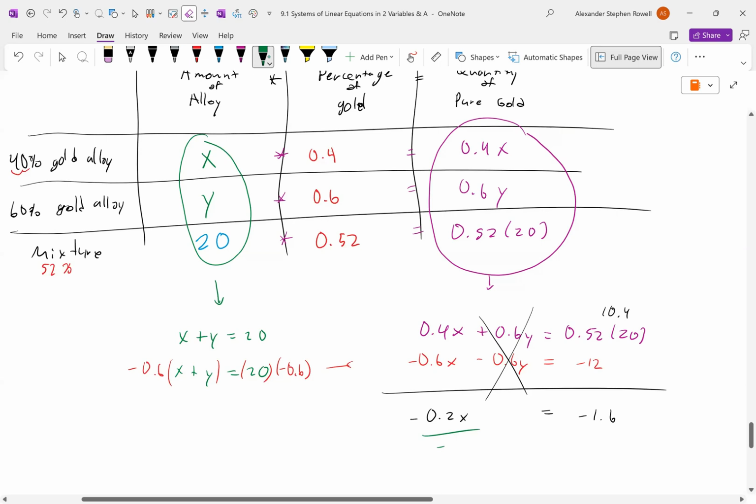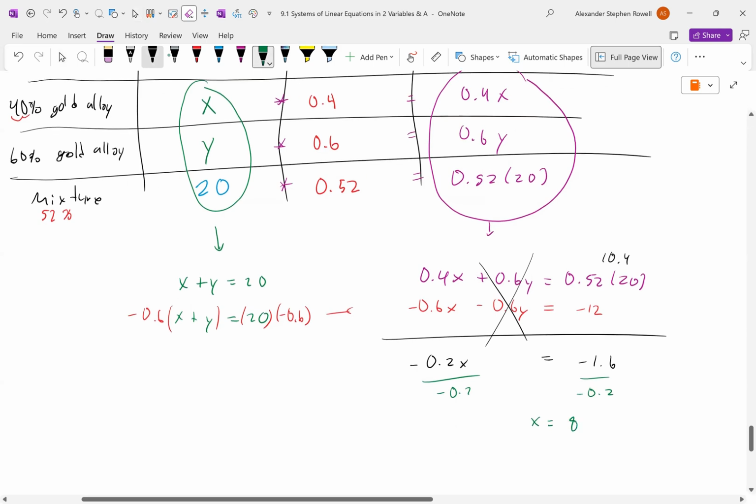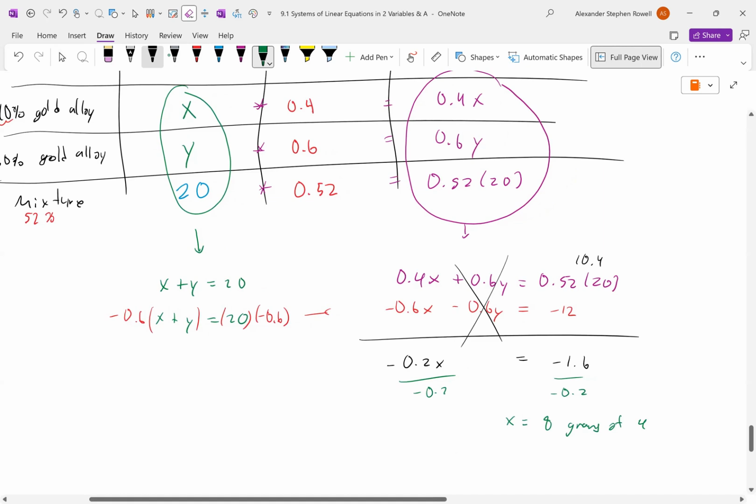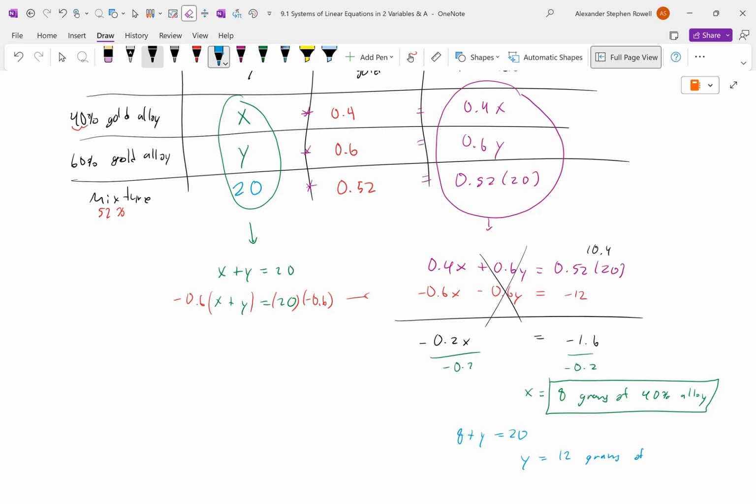We divide both sides by negative 0.2. And so we get x is equal to 8. Is that right? 8 grams of the 40% alloy. How do we find y? Okay, into either equation, right? In this case, let's say 8 plus y is equal to 20. So y is equal to 12 grams of the 60% gold alloy.